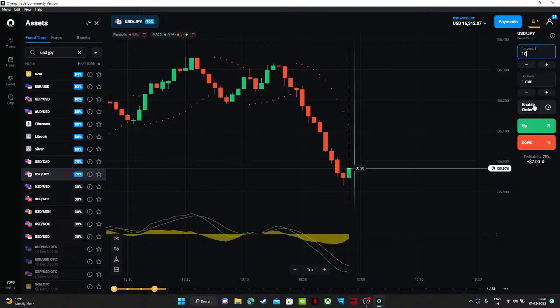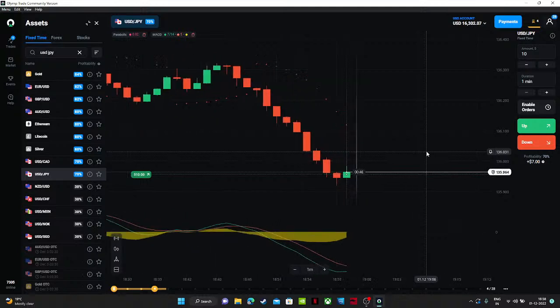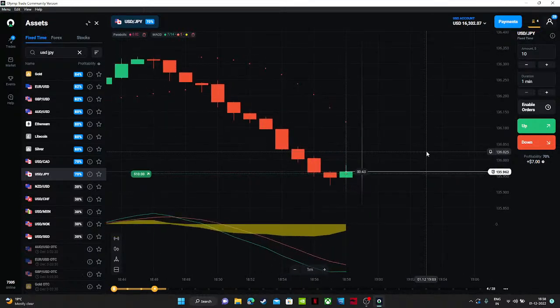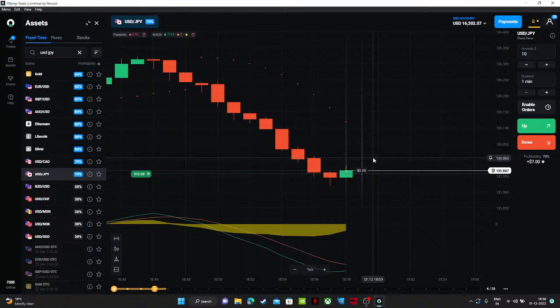A green candle is starting to appear, so I will first of all make a 1 minute trade in the upward direction here. And at sharp 7 p.m., the data will be released.